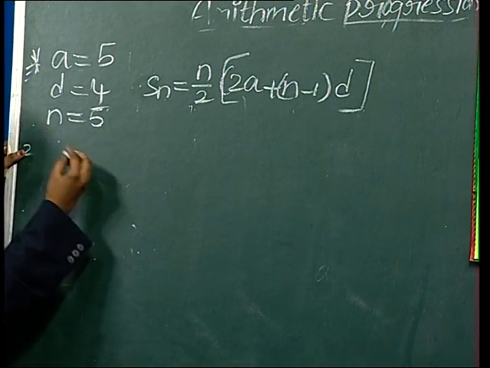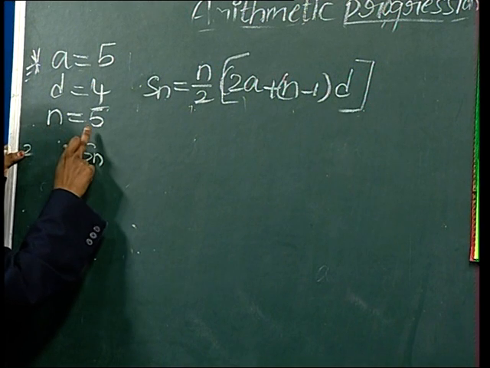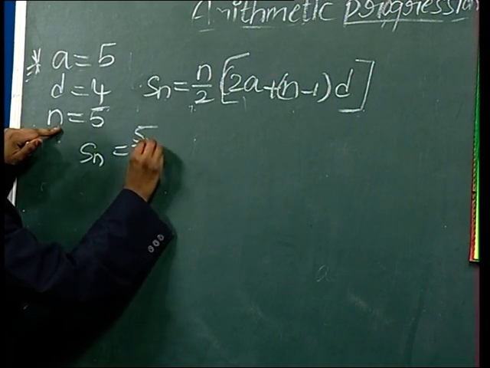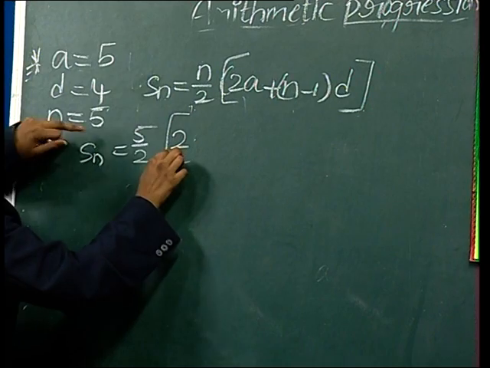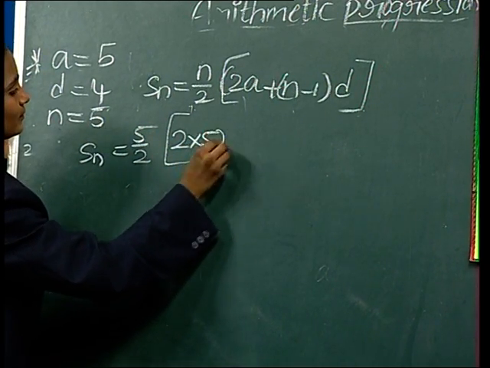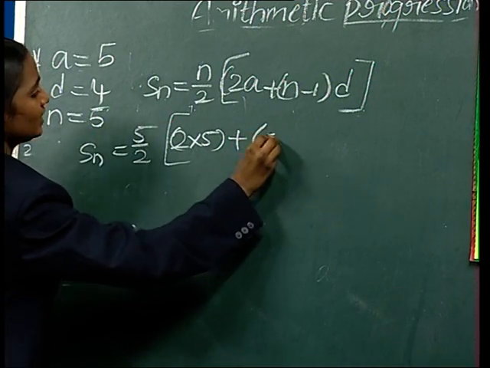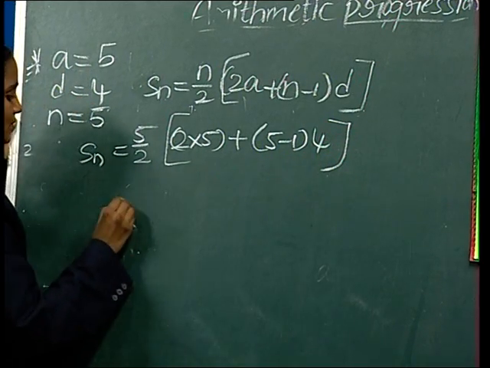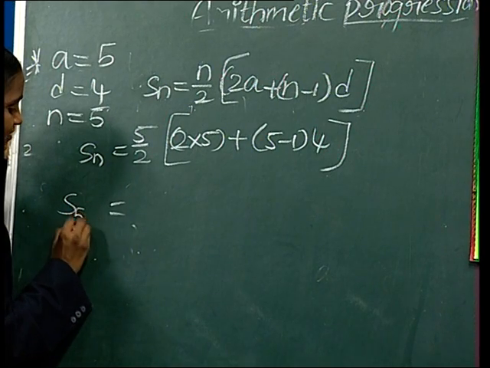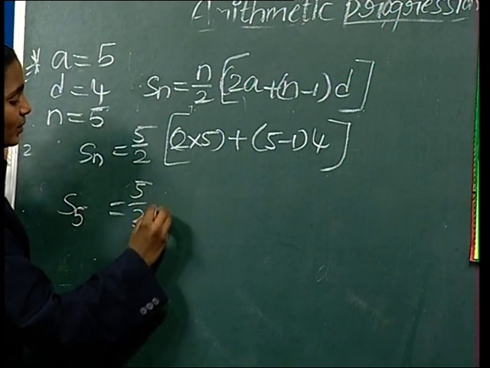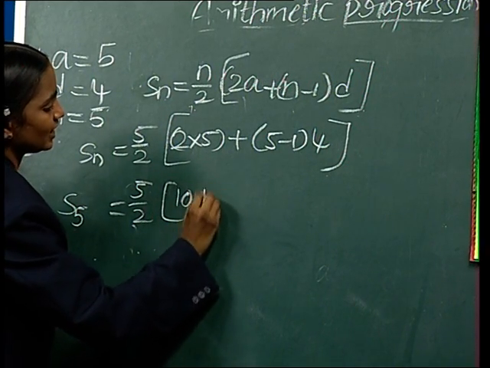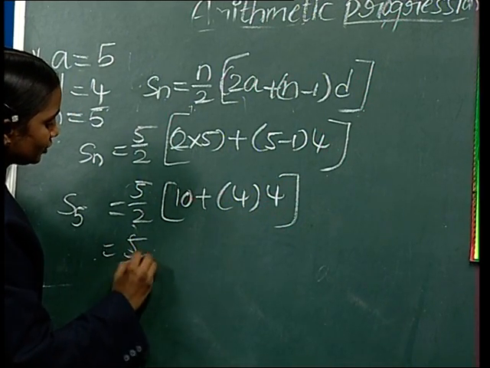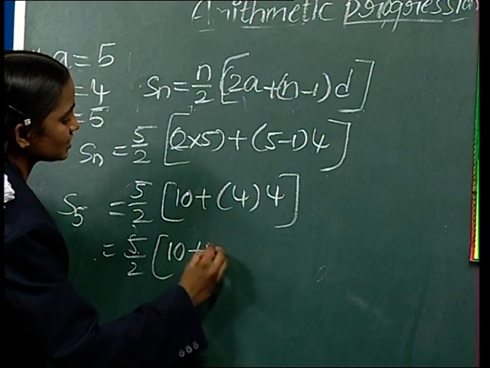By substituting the values, Sn is equal to, we are going to find the sum of 5 terms, that is given n equal to 5, by 2, into 2 and given a is equal to 5, plus given n is equal to 5 minus 1, given the difference is 4. Then the sum of 5 terms is 5 by 2 into 5 2s are 10, 10 plus 5 minus 1, that is 4. Then 5 by 2, 10 plus 4 4s are 16.